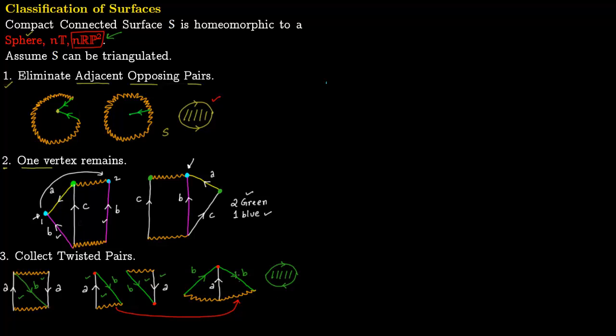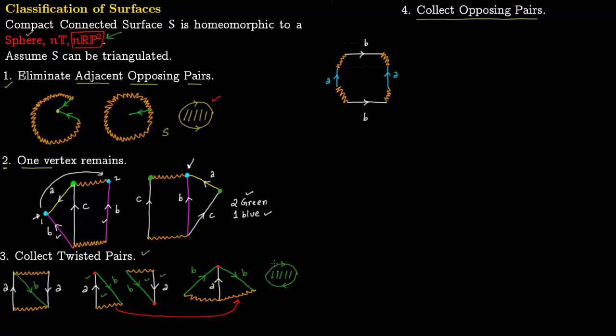Otherwise you will get some other toroidal pairing. So the last step is step 4, in which you collect opposing pairs. Here we collected twisted pairs, and we could possibly have gotten a connected sum nRP2 if we did not encounter a problem. So the only problem which we will encounter is a torus.